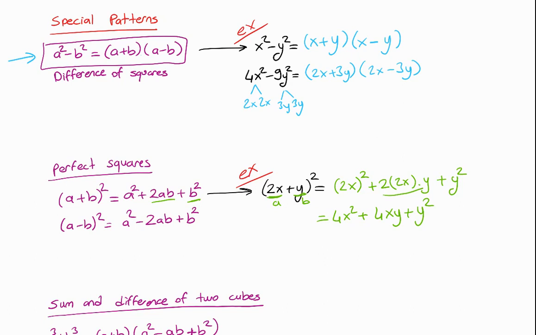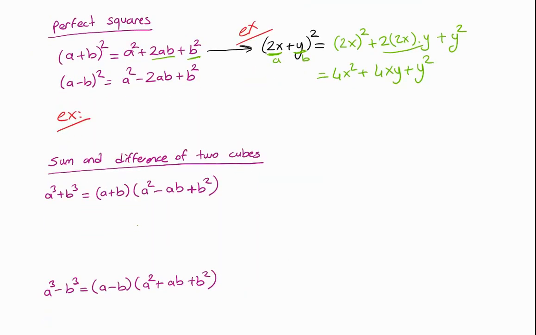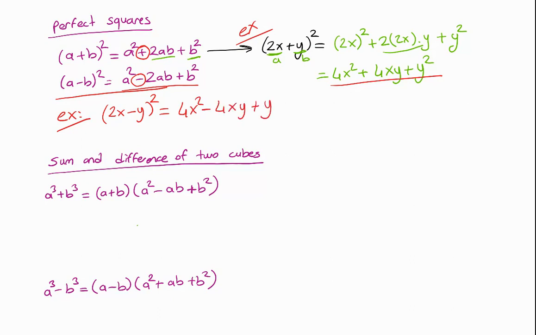Okay, let's say same example. If there's minus between them, like 2x minus y squared, the only difference is in the middle term. You can see in the formula. So we can write this exactly the same: 4x squared minus 4xy plus y squared. The only difference is the sign of the second term.